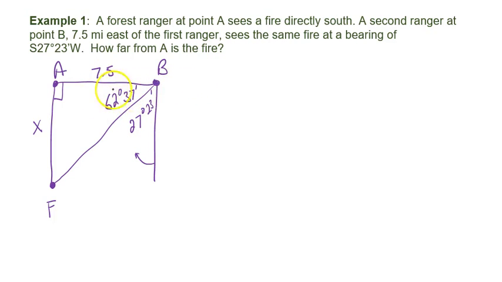So now that I have something inside of the triangle, I can look at it as a trig problem. I'm focusing on this angle, the side across from it. Our opposite side is X. Our adjacent side is 7.5. That makes this a tangent problem. So tangent of 62 degrees 37 minutes will equal X over 7.5.